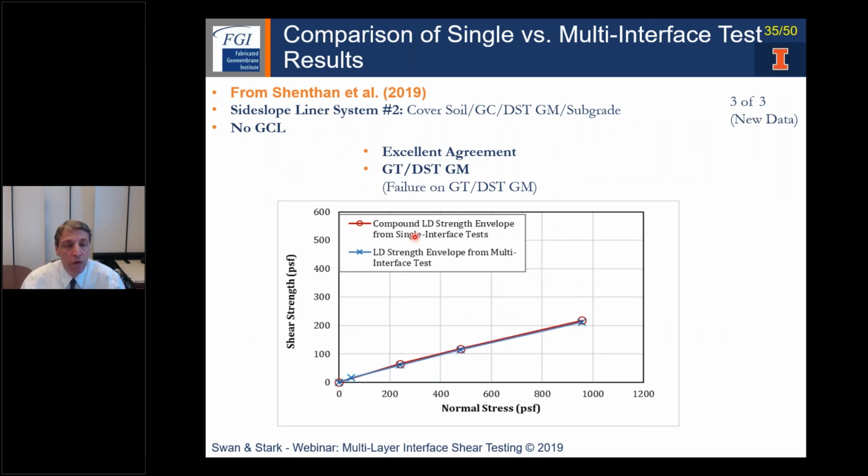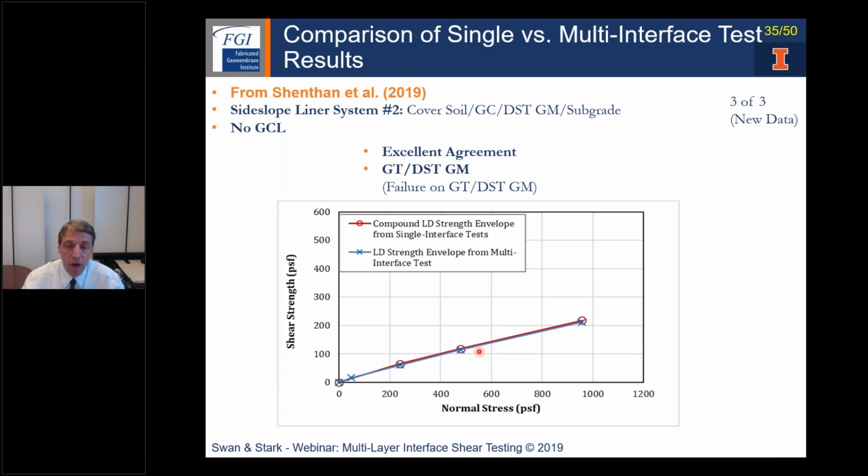Shenton presented in Philadelphia where the GCL is taken out or not included. So this is a cover soil, geosynthetic drainage composite, double-sided textured geomembrane, and a subgrade. The failures between the GC and the textured geomembrane, and you can see there's excellent agreement between the large displacement strengths from the single and multi-interface strengths.